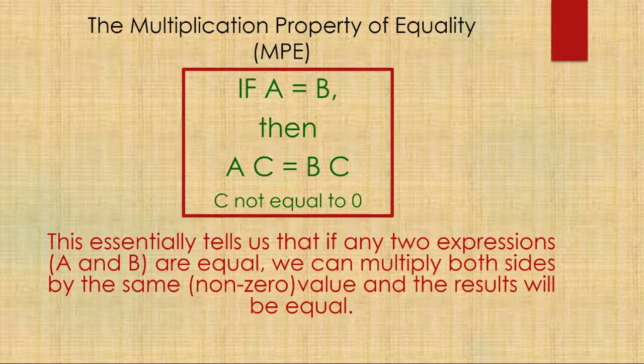Now the multiplication property of equality. If A equals B, then A times C will equal B times C, where C is not equal to 0. This essentially tells us that if any two expressions, A and B, are equal, we can multiply both sides by the same non-zero value and the results will be equal.